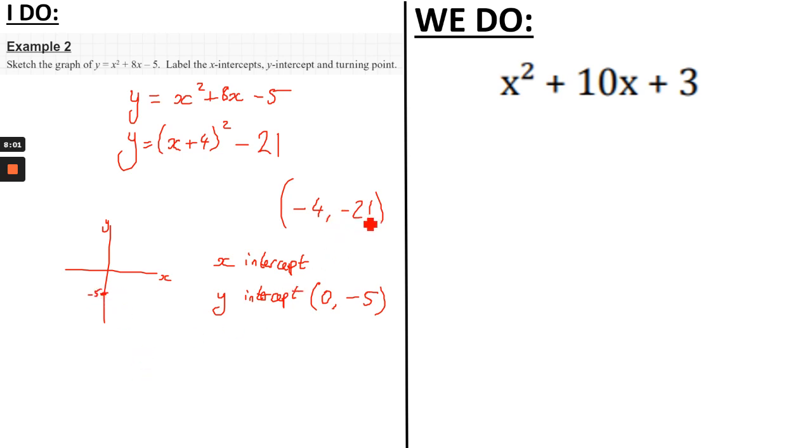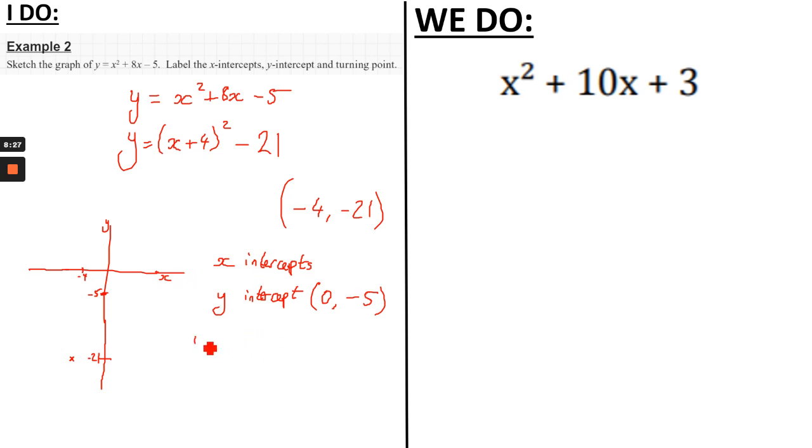The lowest point is minus 4, minus 21. So minus 4, and then we've got all the way down here, we're going to have negative 21. So the lowest point is down here. And we just need to work out what are the x-intercepts. Okay, so it's y-intercept, x-intercepts. And that's because it's going to cross the x-axis at 2 different values.